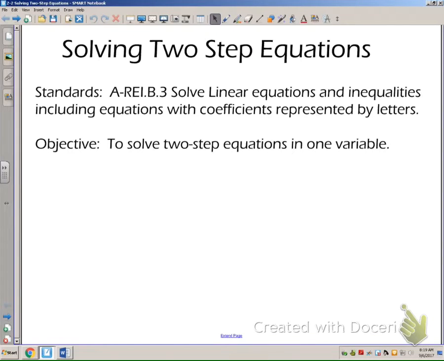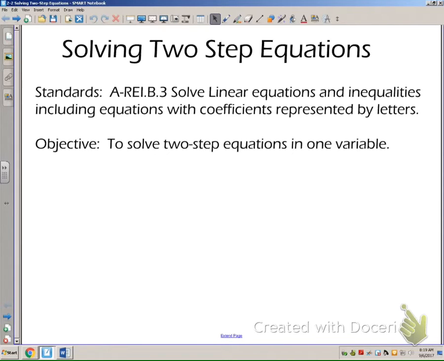So in our previous lesson, we were talking about solving one-step equations, and today we're going to look at solving two-step equations. The objective for this lesson is to solve a two-step equation, and it will only be in one variable. This goes along with the standard to solve linear equations and inequalities, including equations with coefficients represented by letters. So there's a lot of vocabulary in there that we've talked about.